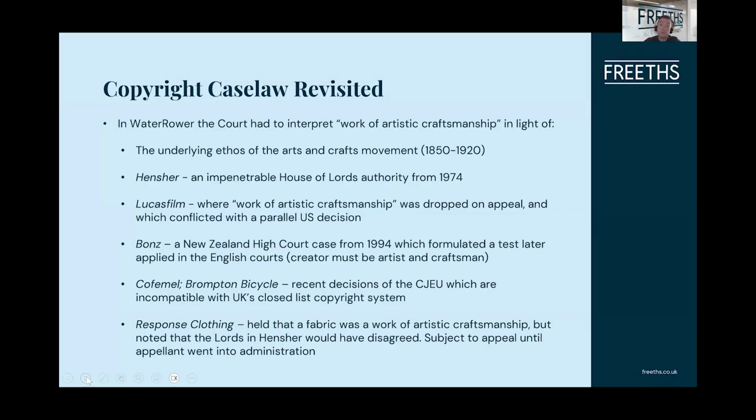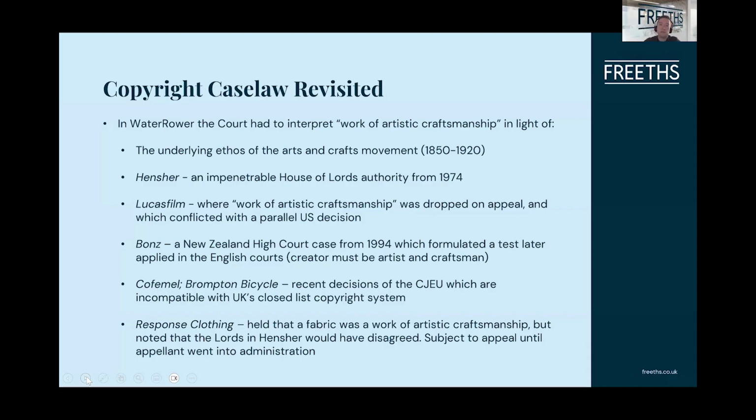Then there's the Lucasfilm series of cases where ultimately work of artistic craftsmanship was dropped on appeal, and which did conflict ultimately with a parallel US decision which held that the helmets could be granted copyright protection in the US, and which, as Lionel flagged in his talk, probably wouldn't be decided the same way again today, given the EU line of cases. In Water Row, Bonds was also relied upon, which is a New Zealand High Court case from 1994, which formulated a test later applied in the English courts, which essentially was that the creator of a work of artistic craftsmanship must be an artist and a craftsman.